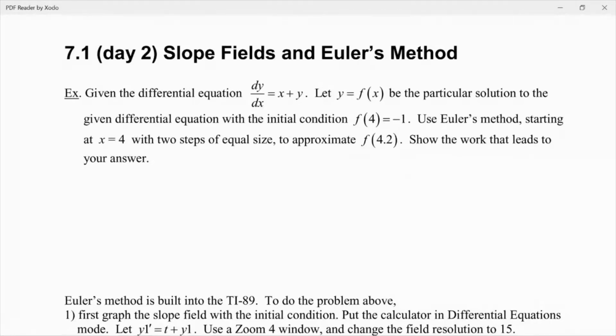Now, the idea here is to solve something like this first one. We're given this differential equation, dy/dx is x plus y. And it says, let y equals f of x be the particular solution to this given differential equation with the initial condition f of 4 equals negative 1.